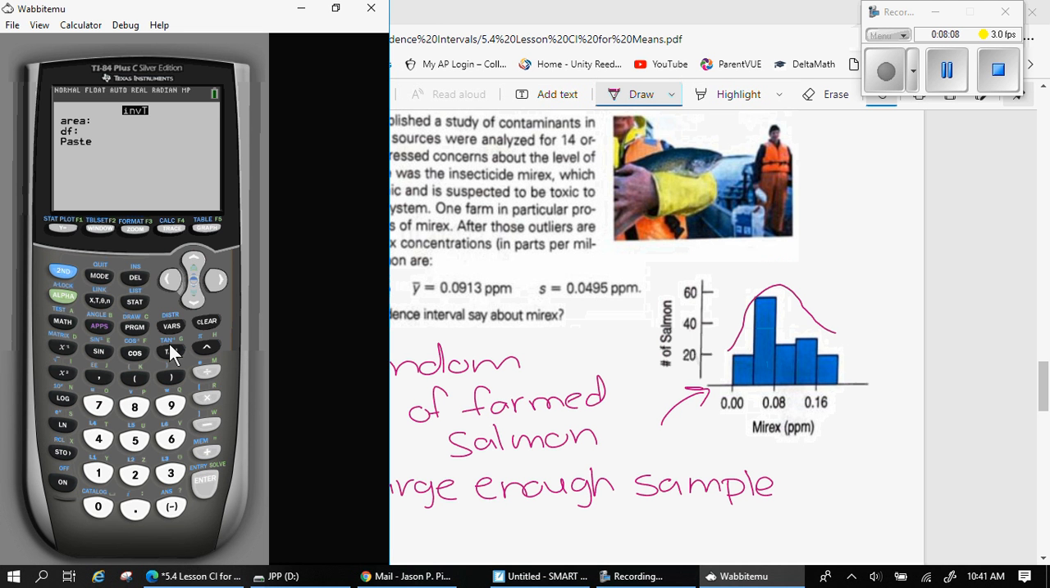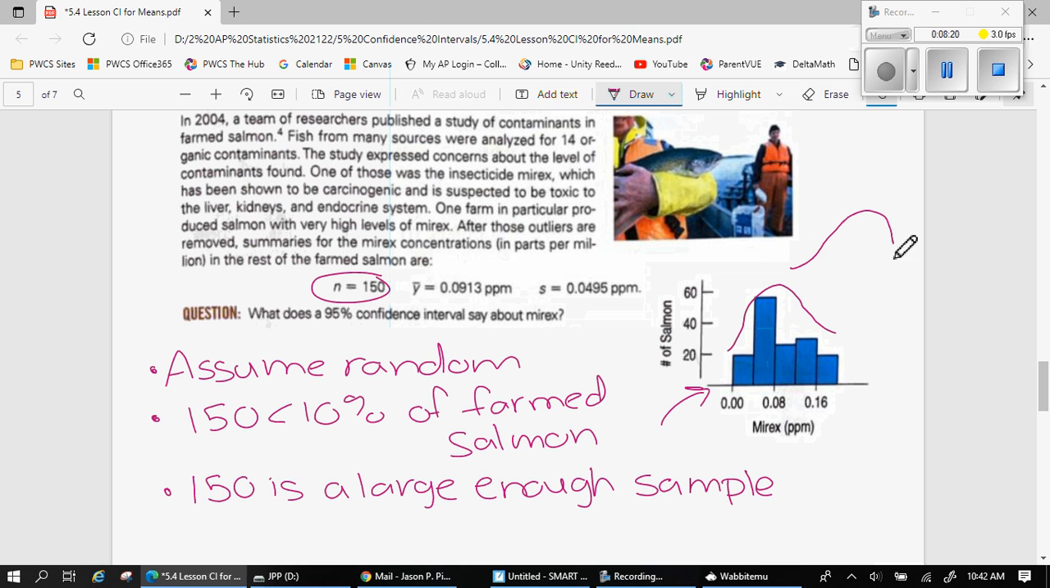So we need to tell it, first of all, the area we're looking for. This is where it gets a little tricky. We want the area in the middle. And so if I'm thinking about a curve, there's going to be a t-star on the right, and then there's going to be a t-star on the left that's the same but negative, and we want 95% of our area in the middle. This is symmetric, so each tail is going to contain the same amount of area, so each tail here is going to contain 2.5%.